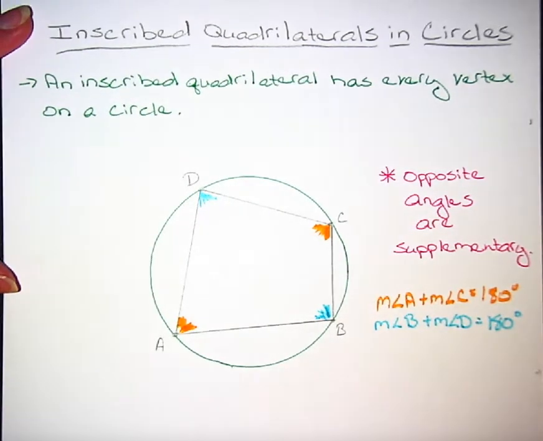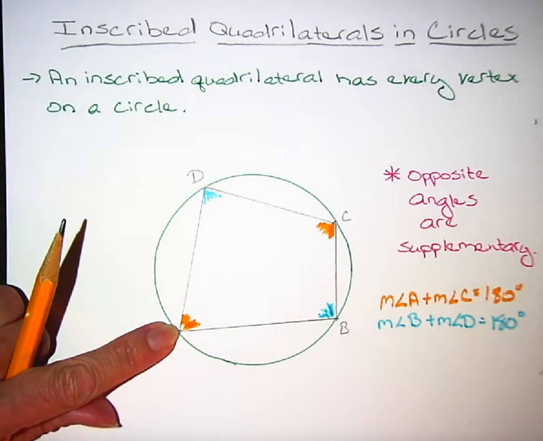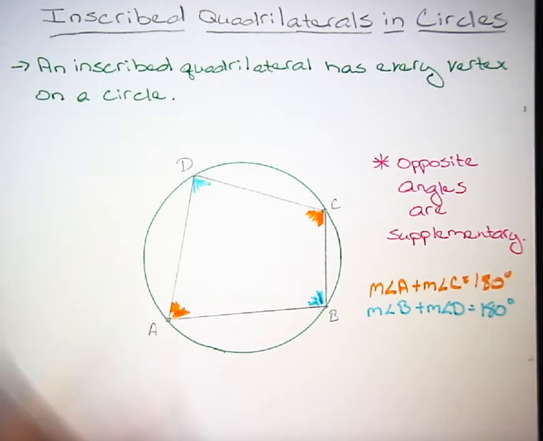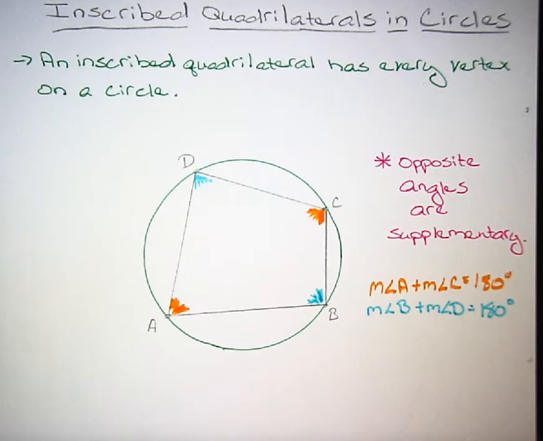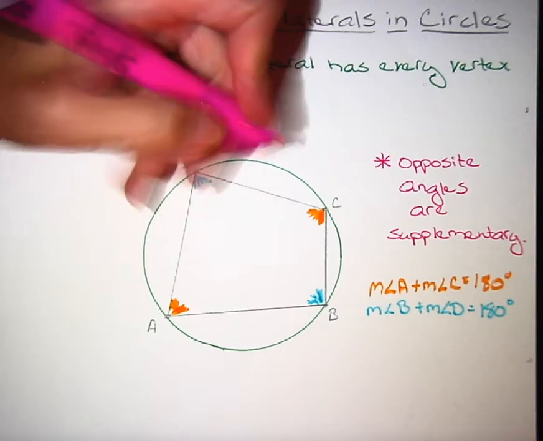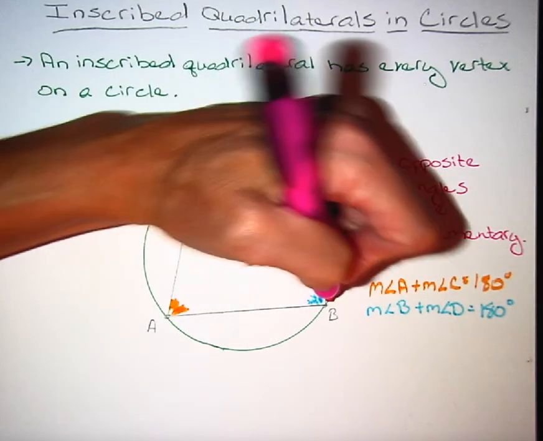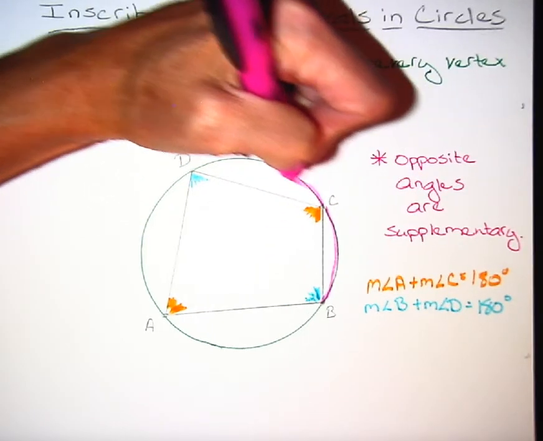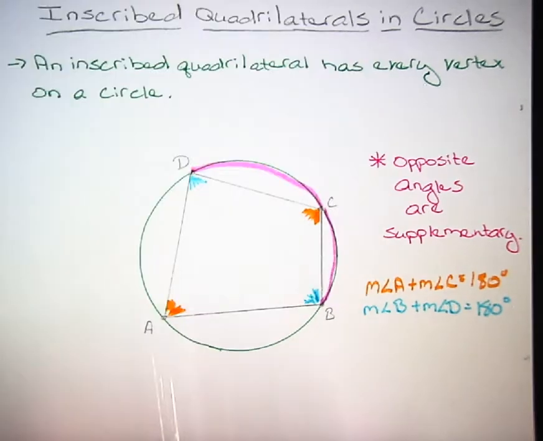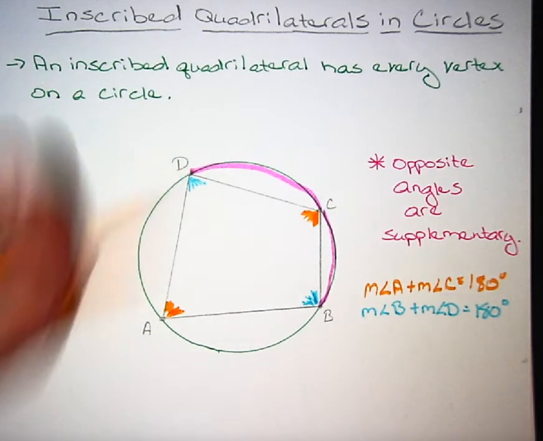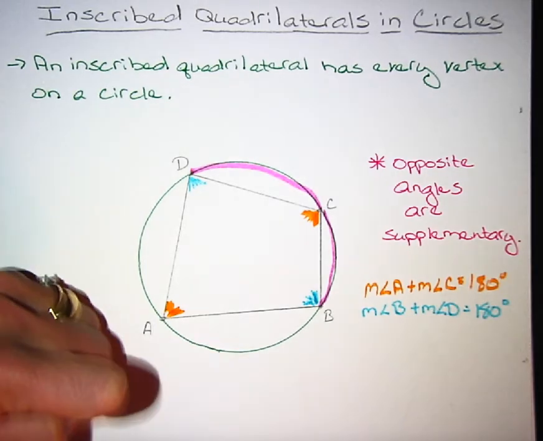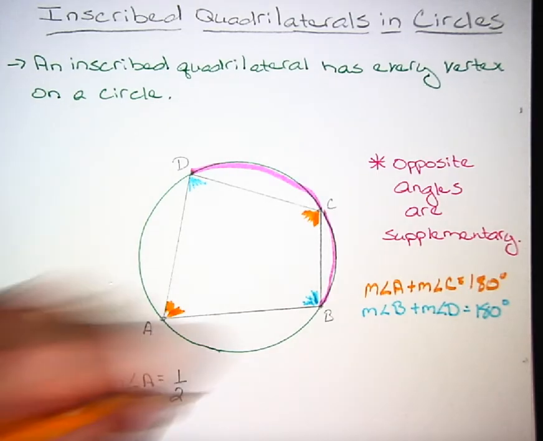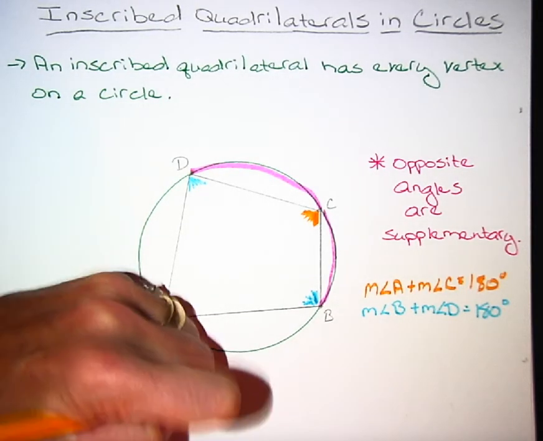All right, so if I look at the measure of angle A, we just got finished talking about inscribed angles. Well, angle A actually is an inscribed angle, and if I look at the arc that it intercepts, the intercepted arc, it goes from B through C over to D. So if you remember from inscribed angles, that would mean that the measure of angle A equals half of the measure of arc BCD.